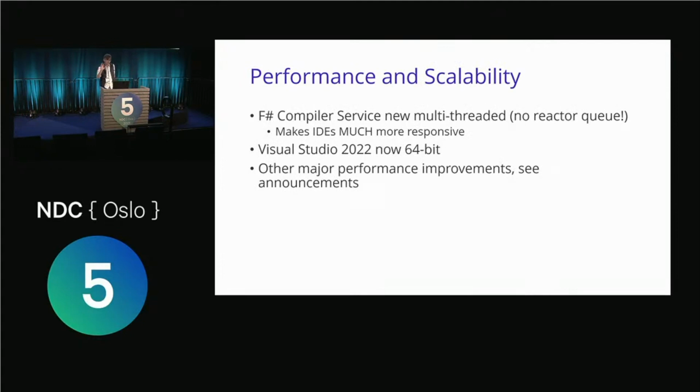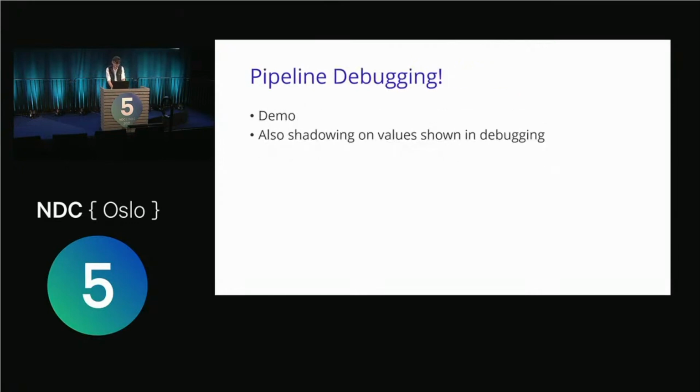F# compiler service is now fully multi-threaded, no reactor queue. The IDEs are way more responsive. Visual Studio 2022 is now 64-bit. Lots of other major performance improvements in the compiler, the IDE, the tooling. They're in the announcement blogs. Take a look at those.